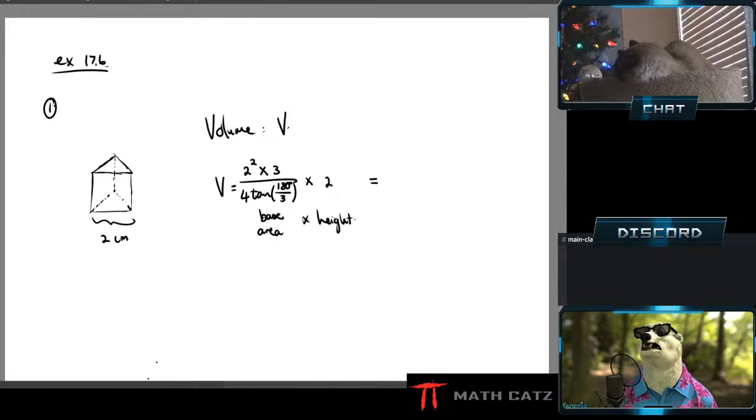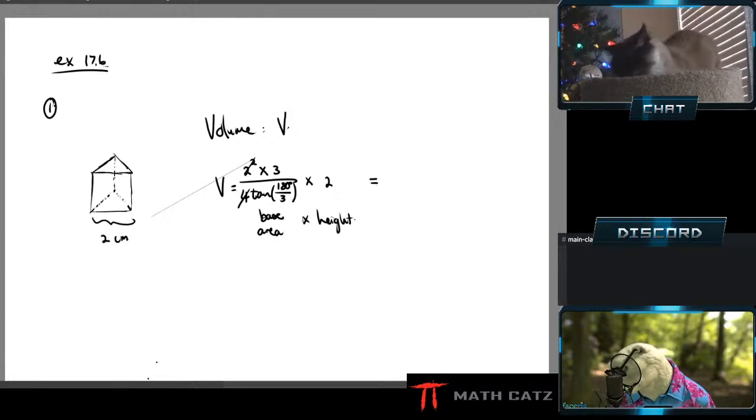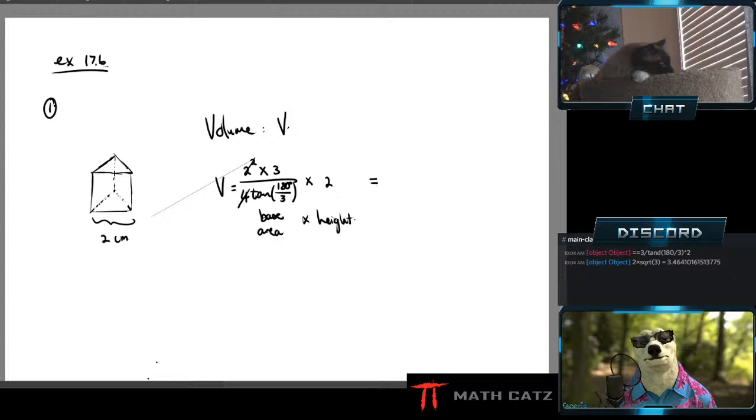So let's see what we get when we calculate this. 2 squared is 4. Oh, wait. 2 squared is 4, which cancels with this 4, making my calculation a touch easier. Why not do that? So I have 3 divided by tan of 180 degrees over 10, and we've done this a few times now, right? And then times 2 for the height.